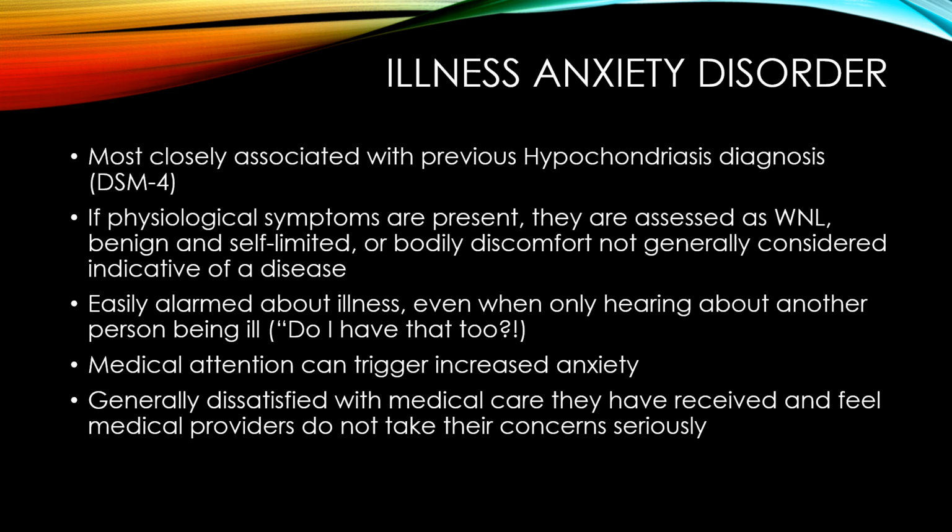Now, as I said earlier, somatic symptom disorder and illness anxiety disorder are the two diagnoses that came out of the previous diagnosis of hypochondriasis from the DSM-4. So if you understand that diagnosis, it's going to make this a whole lot easier to grasp. One of the things that we need to recognize is that with illness anxiety, of course, it's not super common that we have physical or somatic symptoms present, but if they are, they tend to be assessed as within normal limits, benign or self-limiting, and just generally not indicative of any type of disease process.